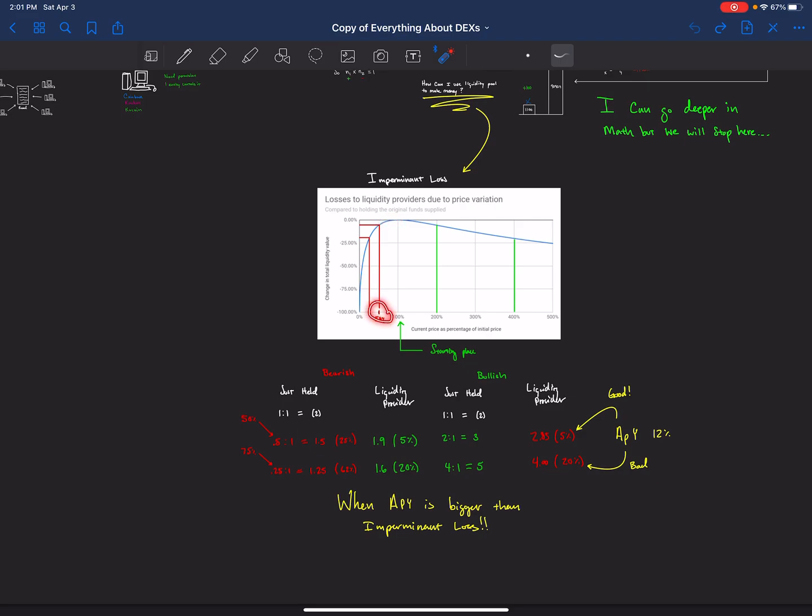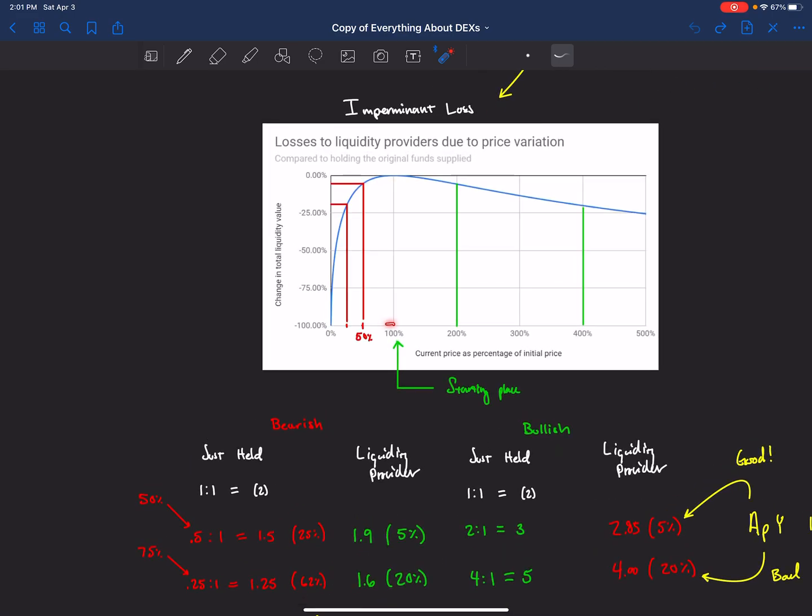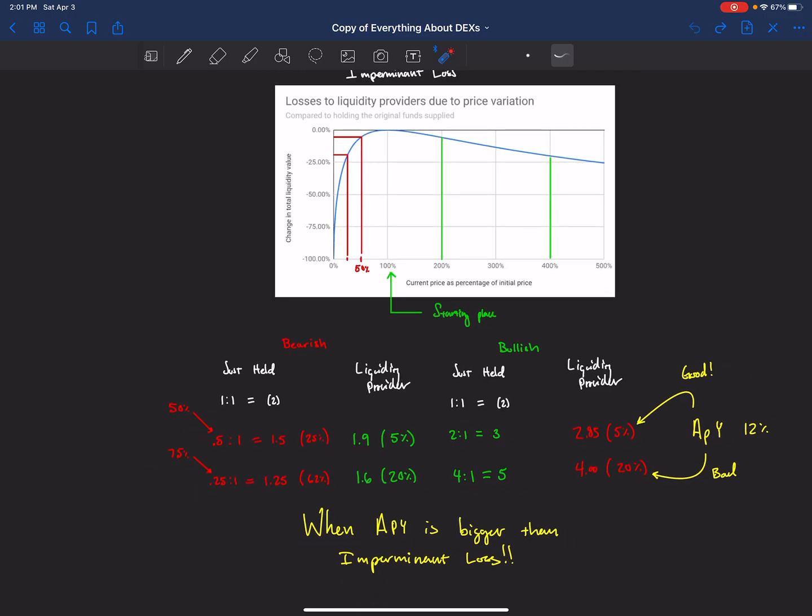So if one of your tokens went down 50%, you would only be hitting a 5% loss, because it protects you. It's a mathematical curve right here, right? Because the price action shifts a lot more slowly. So if you just held, you lost 25% between holding these tokens without being a liquidity provider. But if you were a liquidity provider, you'd be protected. You'd lose 5% comparatively. So that's much better.